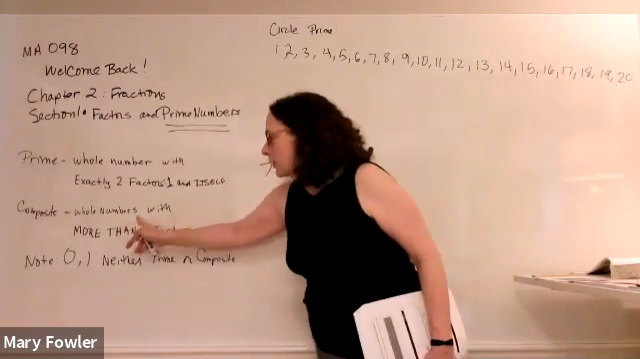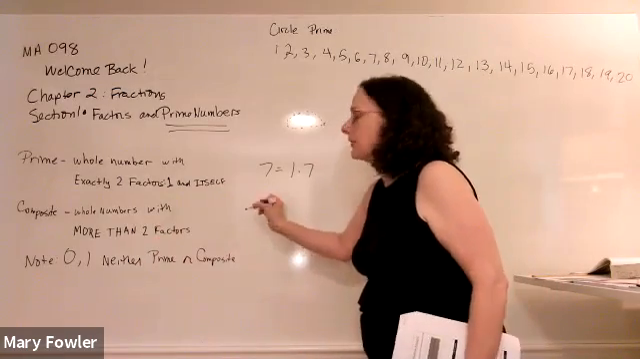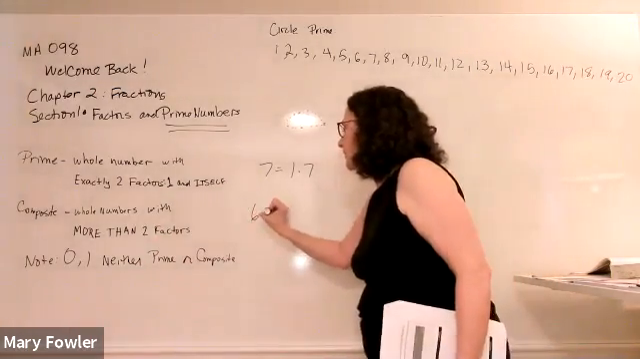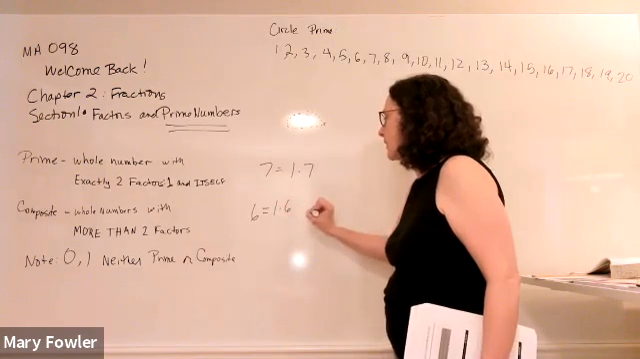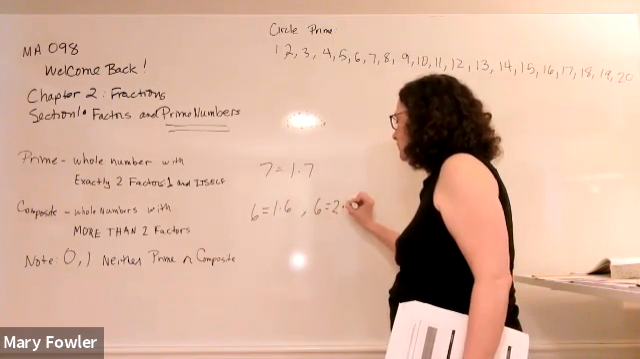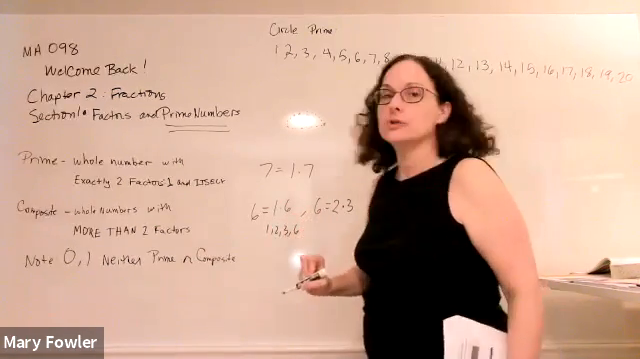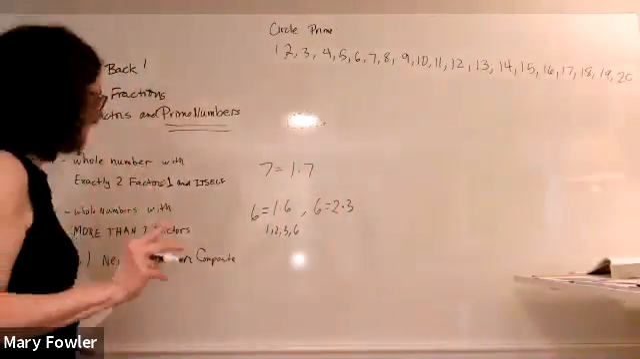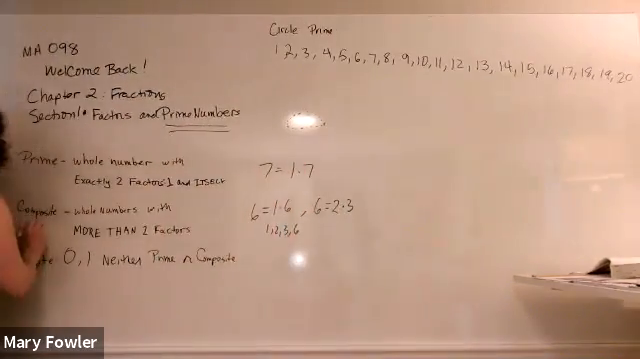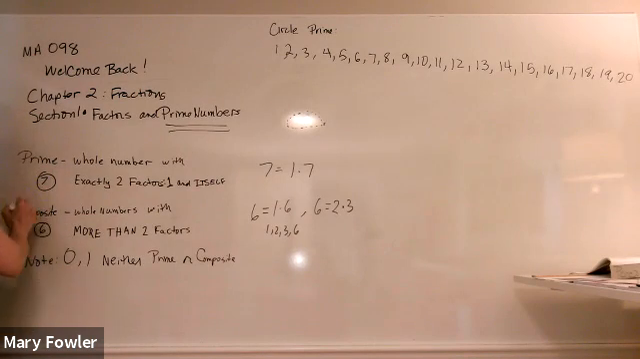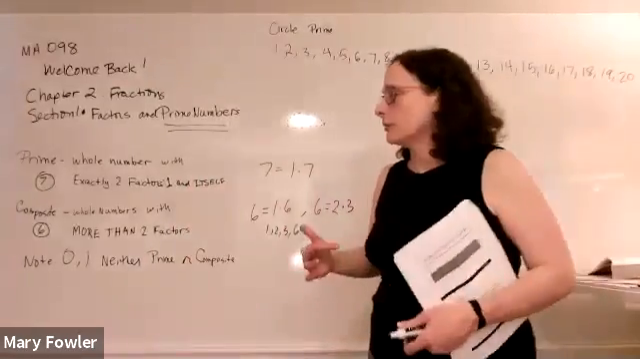A composite number is a whole number with more than two factors. So we might think of, say, 6. 6 can be written as 1 times 6, but you can also write 6 as 2 times 3. So the factors of 6 are 1, 2, 3, and 6, and that's more than just 1 and 6. So 6 is composite, and 7 is prime. And just a note that 0 and 1 are neither composite nor prime.